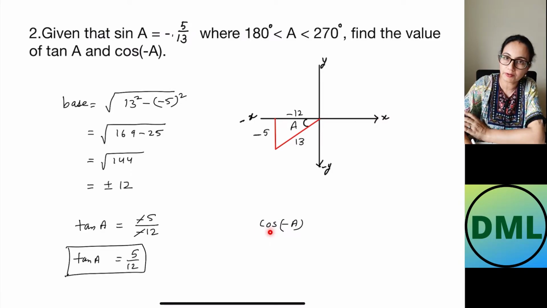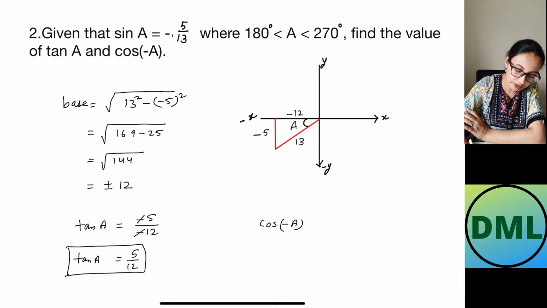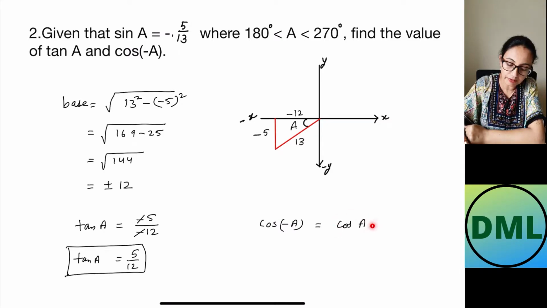So that means this value is positive. Let's write down this as cos A only. I need to write down the answer for cos A. Cos A is base over hypotenuse. For this angle A, base is minus 12 and hypotenuse is 13. Let's write down the value.